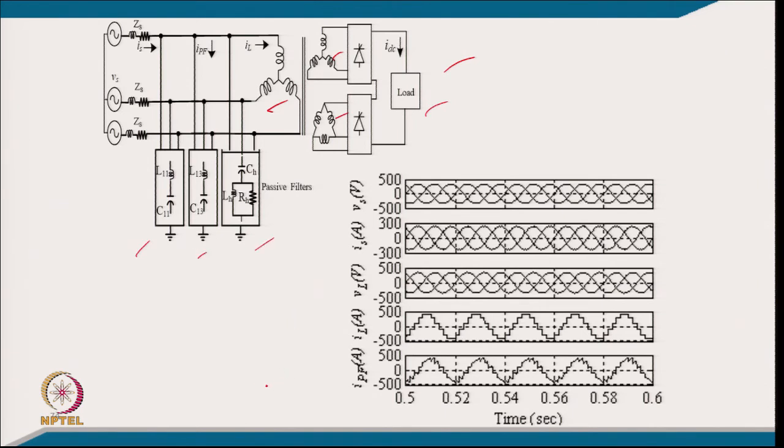So, after designing and putting all the values, here we have the supply voltage and supply current, which are in phase, and these are the load voltage, the load current, and the passive filter current.